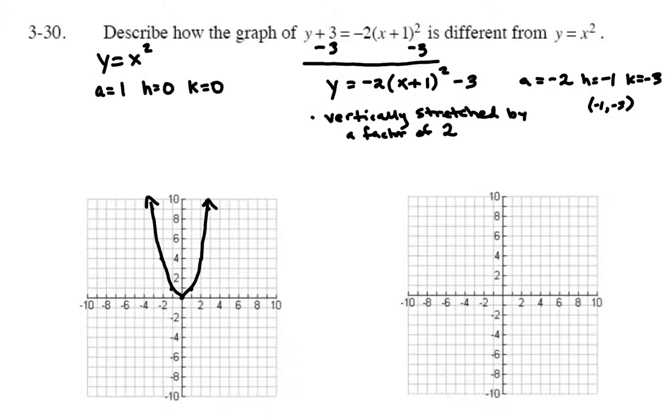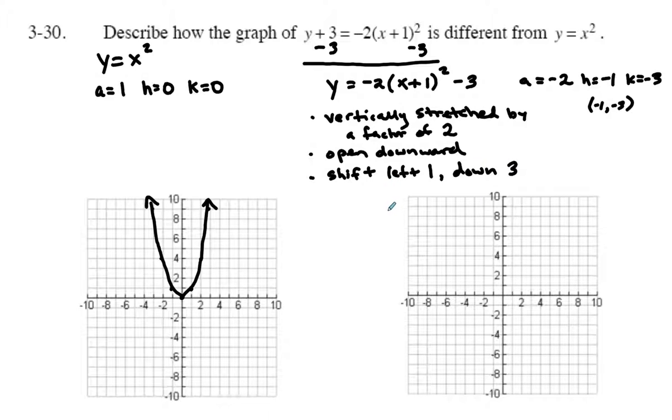This one's also going to open down, right? Because this is a negative. So we're going to open down. And then because we've moved our locator point to -1, -3, it's going to go left 1 and down 3. I'm going to shift it left 1. And we'll just put that up here too, and down 3.